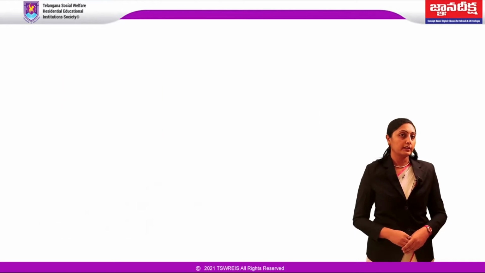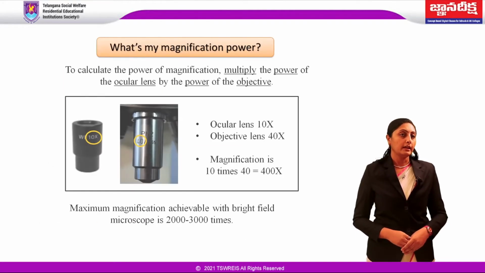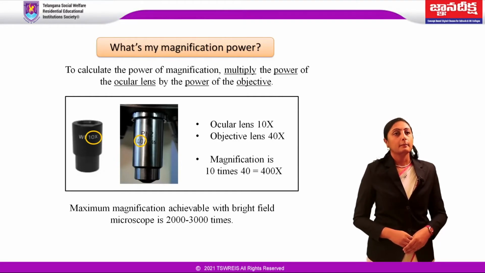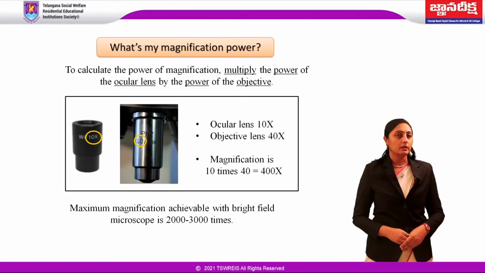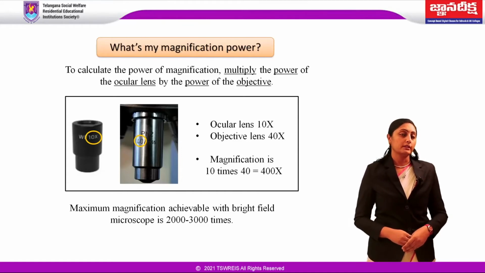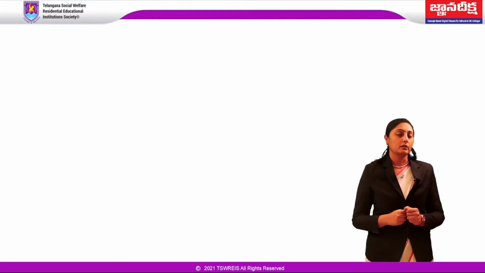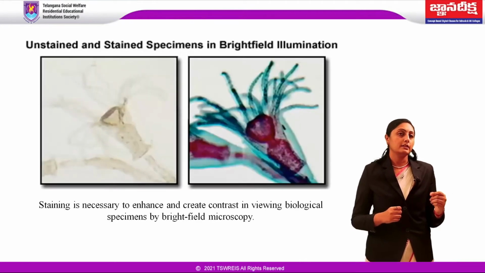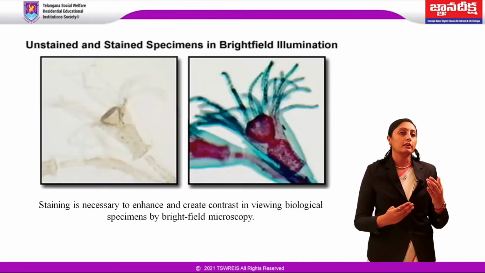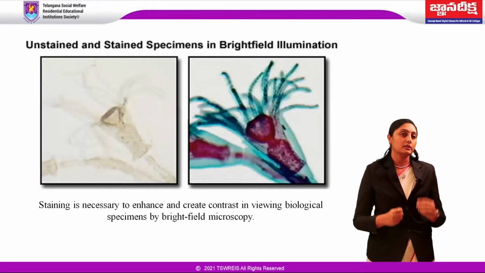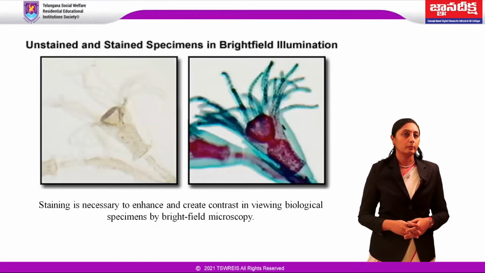The total magnification is obtained by multiplying the power of objective lens and ocular lens. The maximum magnification achievable with bright field microscope is 2000 to 3000 times. The image produced by a light microscope is generally darker against a bright background. Staining is generally necessary to enhance and create contrast in the specimens that are observed by bright field microscope.